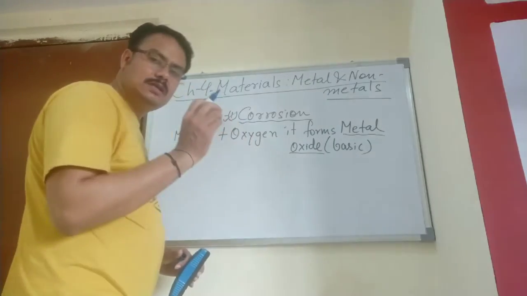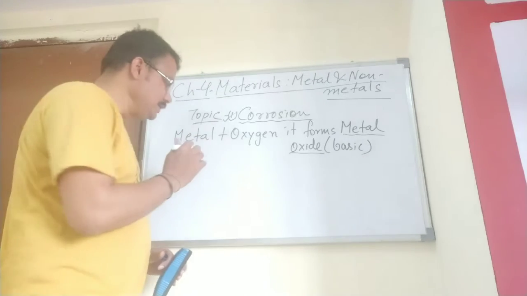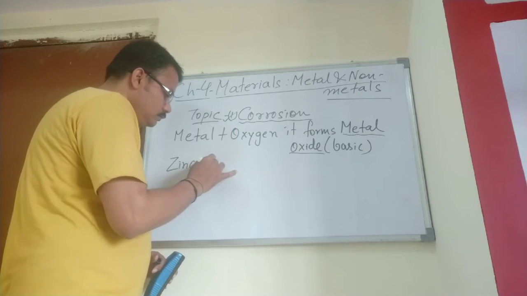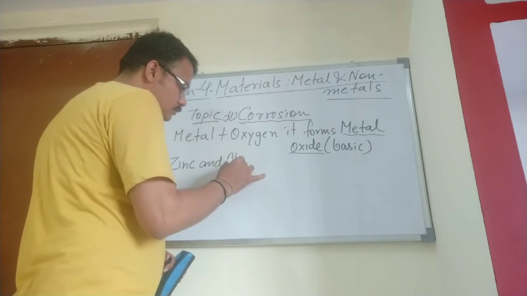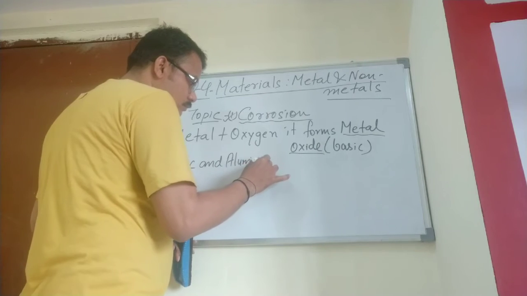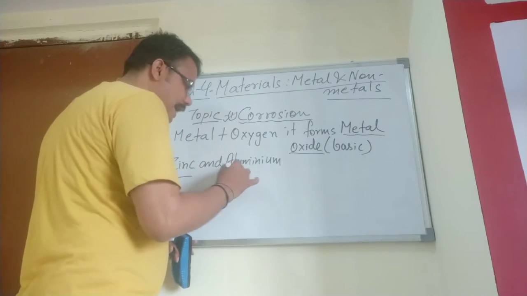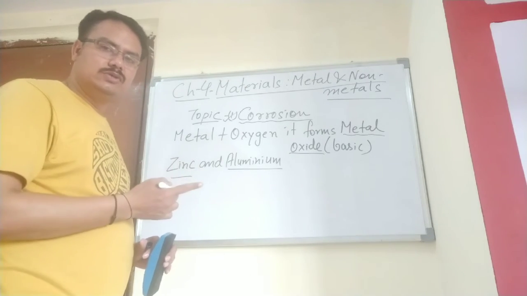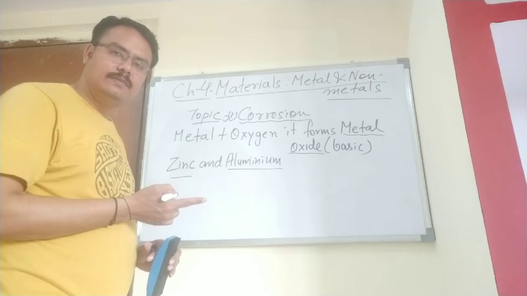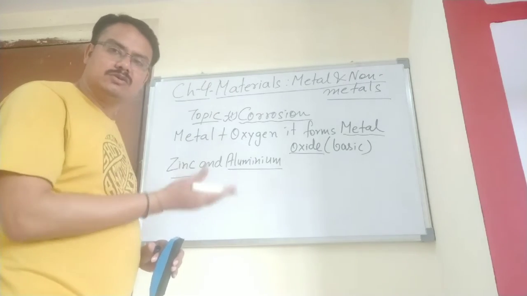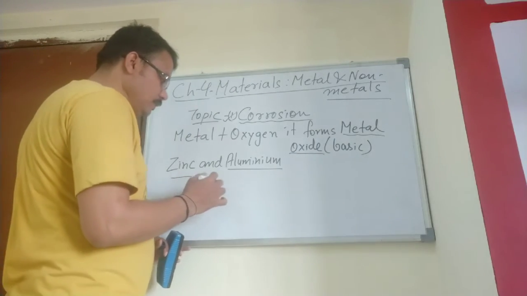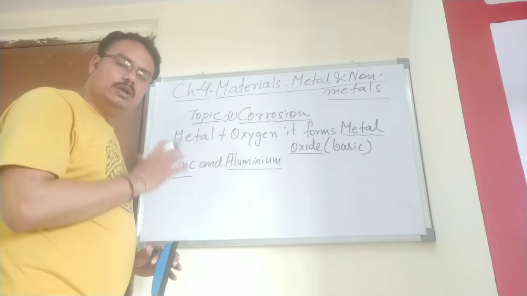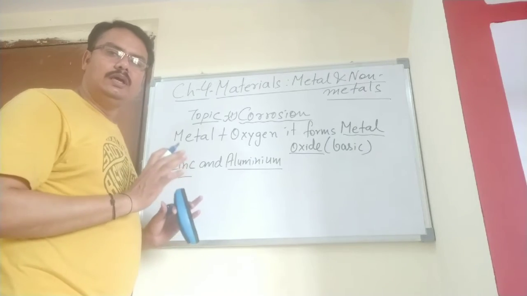But I am just giving you the names of two such metals, that is zinc and aluminium. These are also metals. They also react with oxygen. They also form metallic oxide, just like zinc oxide or aluminium oxide. But the oxides of these two metals are neither acidic nor basic in nature. They are totally neutral.